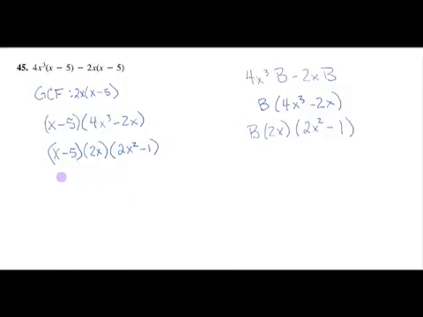You may want to rewrite this as a 2x x minus 5, 2x squared minus 1. Either way is a correct answer. It just seems that this looks a little more aesthetically pleasing. We don't have as many parentheses with everything.